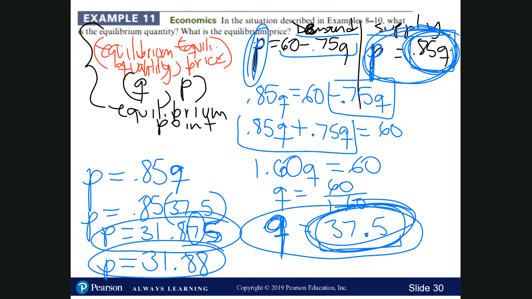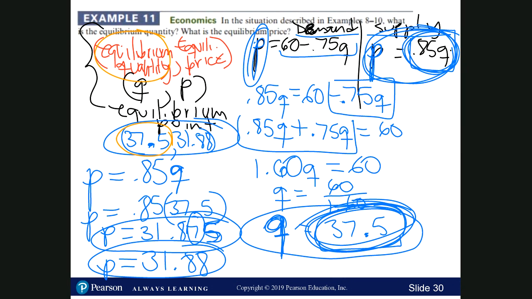So now, just to summarize, the coordinates for the equilibrium point will be 37.5 for Q, and for the price, we obtain 31.88. So that will be the answer for the equilibrium point. The 37.5 is the equilibrium quantity, and the 31.88 is the equilibrium price.